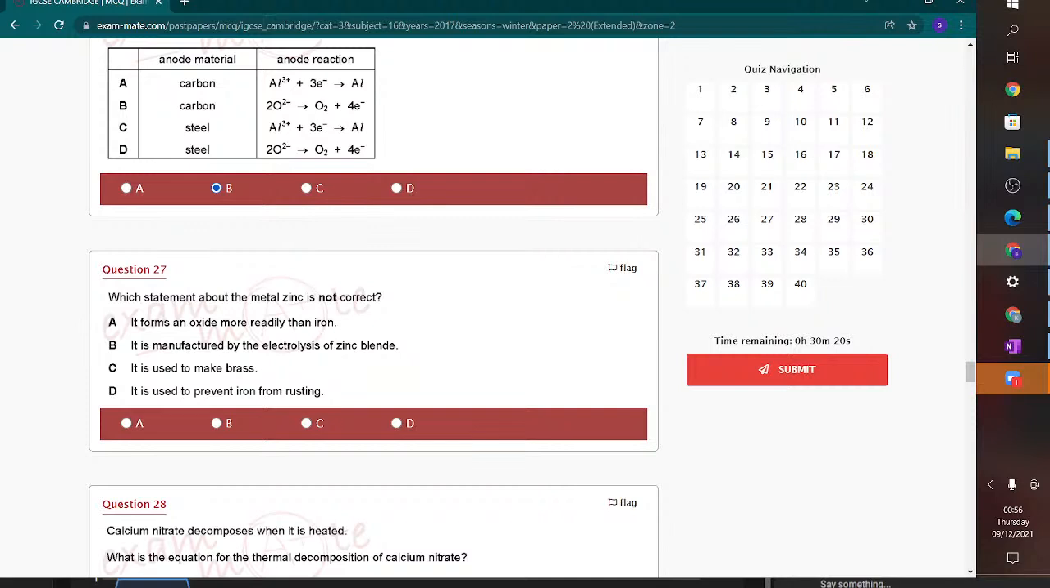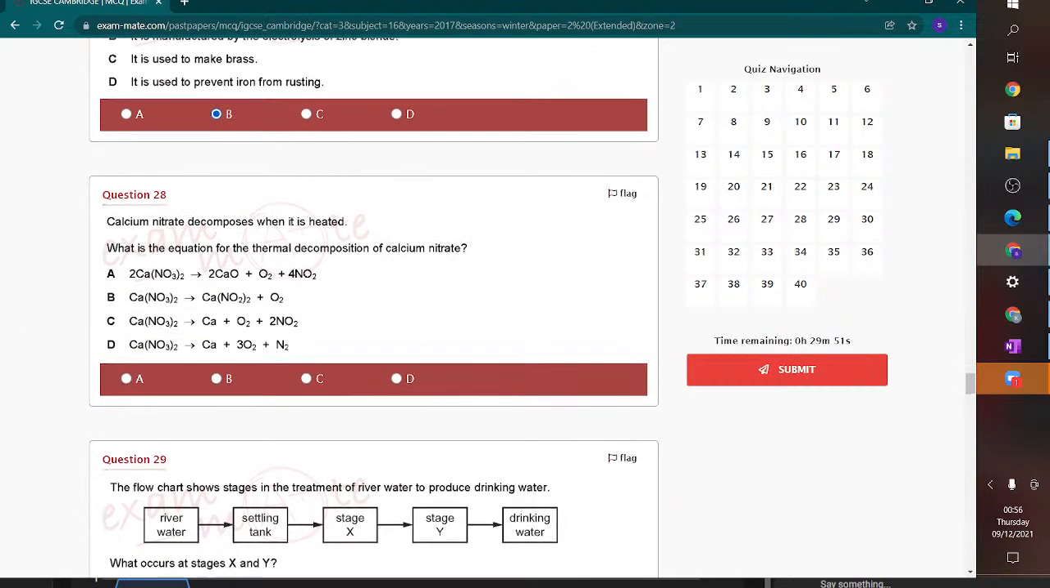Here we go. Which statement about the metal zinc is not correct? Used to make brass, used to prevent iron from rusting, manufactured by the electrolysis of zinc blende, it forms an oxide more readily than iron. Oh wait, electrolysis of zinc blende, that's incorrect. Zinc blende is not electrolyzed. It forms an oxide more readily than iron, yeah, that is correct. So let's go with B.